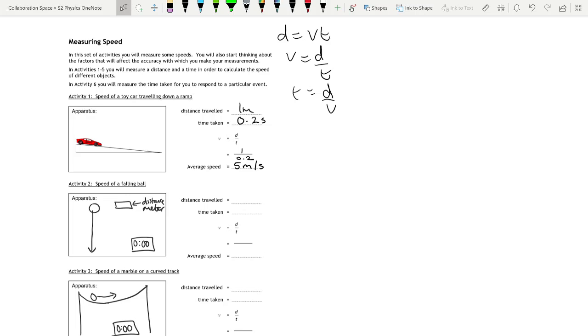So I'm going to provide you with some videos of some experiments for finding the speed of various different things. Normally you would do this in the classroom, but I'm going to have to show you some experiments, then I'm going to get you to do something at home. So in this set of activities, you will measure some speeds. You'll also start thinking about the factors that will affect the accuracy with which you make your measurements.